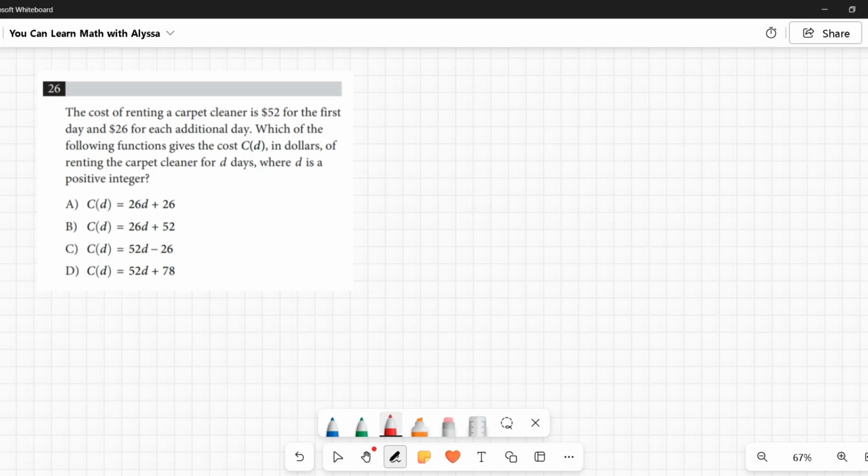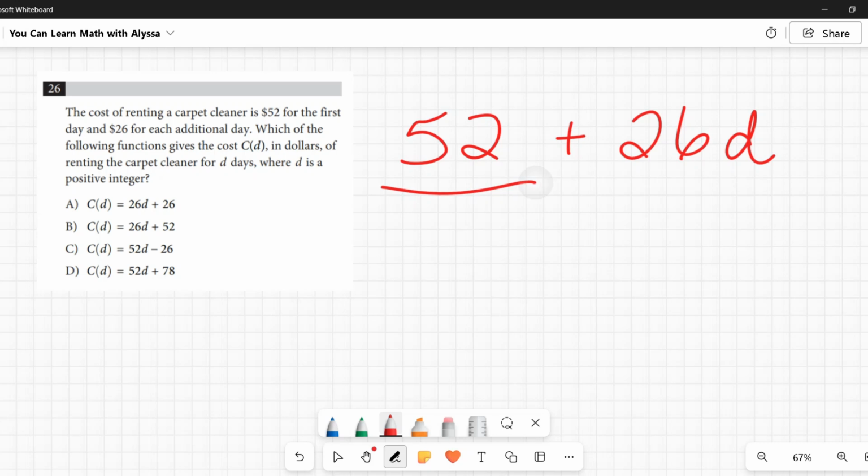Okay, so the cost of renting a carpet cleaner is $52 for the first day. And then for each additional day, it is $26 per day. So $26 times the number of days, right? This would give me the cost after the first day, how many days I've rented it for each additional day. But here's the problem. We can't do that, because that's 26 for each additional day, and that's what I'm treating the D as here. But is that what D is?